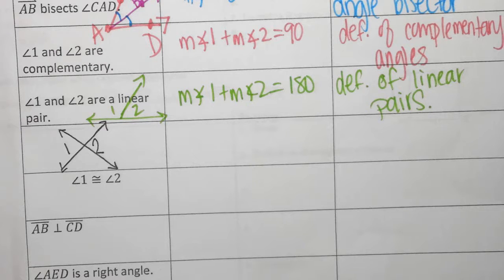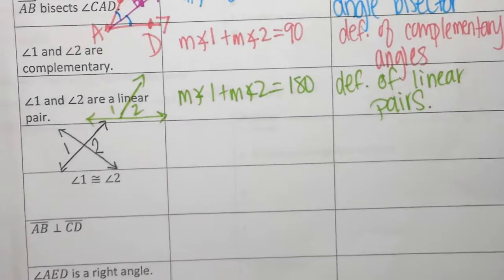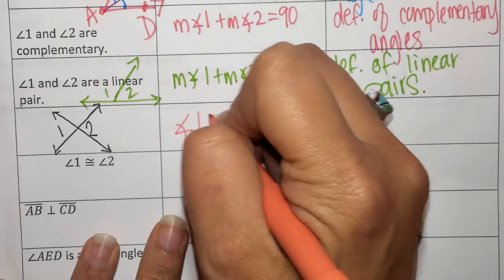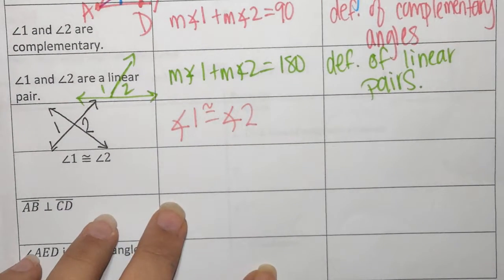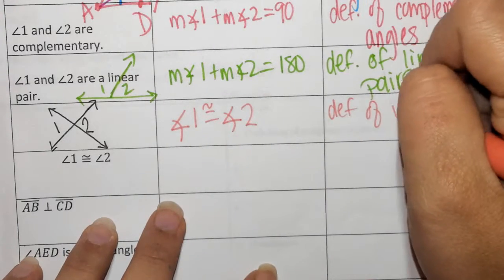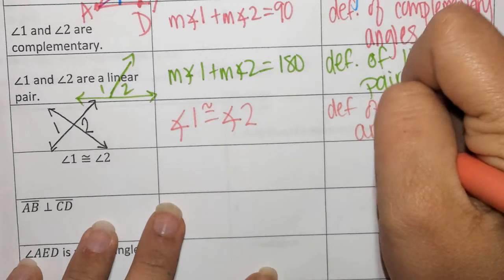Alright, what kind of angles are 1 and 2 on the next one? Vertical! And what do we know about vertical angles? They are congruent. So we would say that angle 1 is congruent to angle 2. And that's the definition of vertical angles.